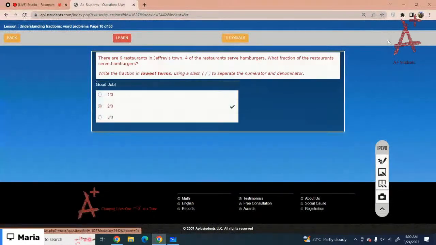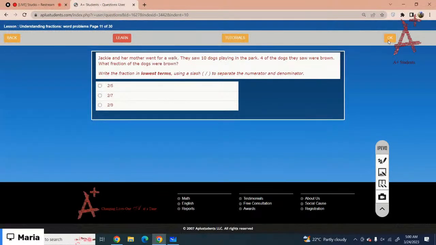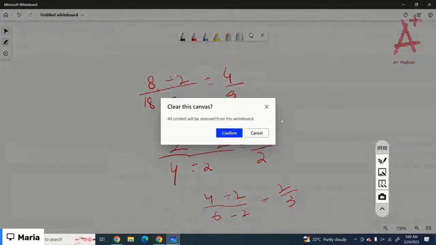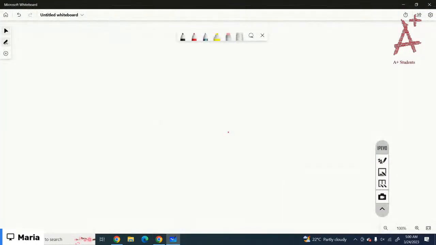Got it? Okay, the next one is: Jackie and her mother went for a walk. They saw 10 dogs playing in the park. 4 of the dogs they saw were brown. What fraction of the dogs were brown? So 4 out of 10 are brown. Got it? So it would be 4 over 10.